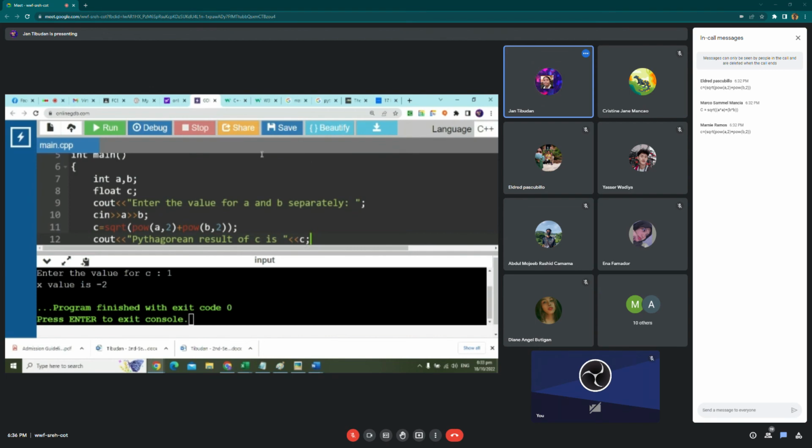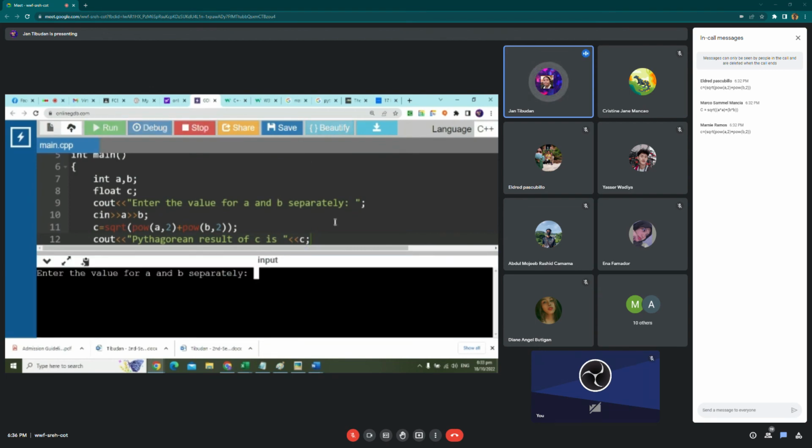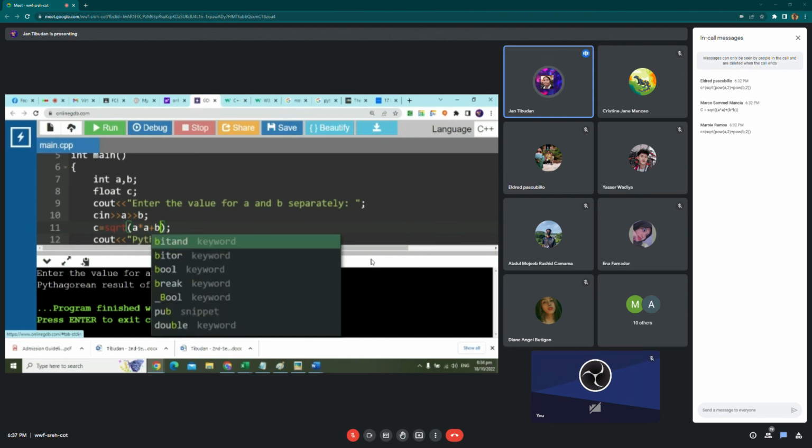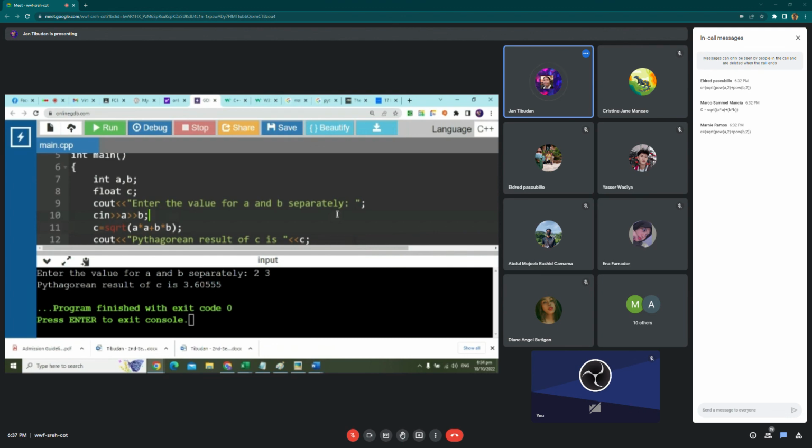C. Okay? So, for example, ingon ta og 2 and 3. Okay. So, the result is 3.6055. So, 2 times 2, that's 4. 3 times 3 is 9. So, 9 plus 4, 13. Square root of 13. Okay? So, you have there 3.6055. Okay? Now, kung dili kay kaganahan mo gamit og math function, okay? So, pwede sa kami og A times A plus B times B. Okay? So, kana siya, class.